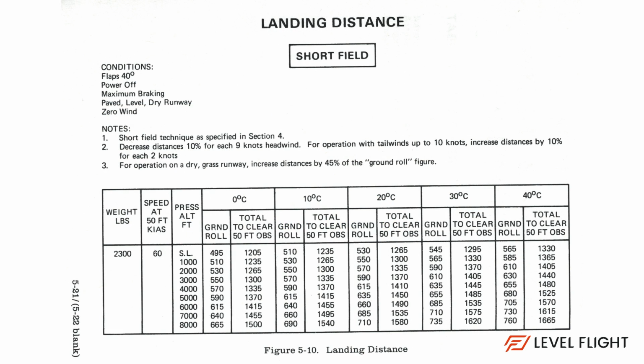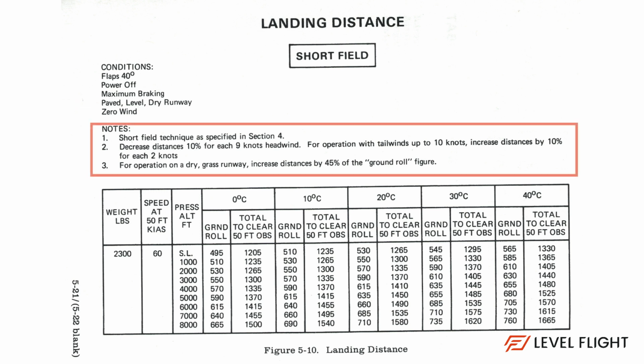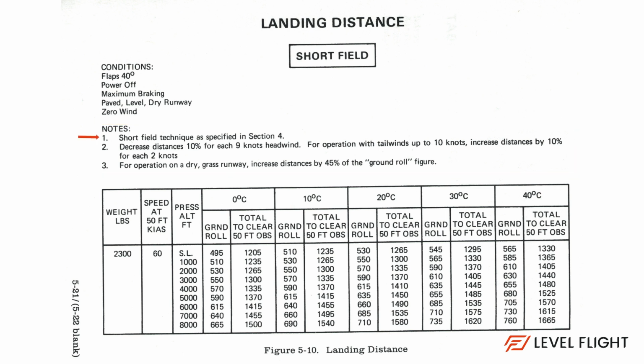The landing distance chart works the same way. In this aircraft, there is only one chart. Again, read the conditions. We see here that it requires a flaps 40 landing, power off, maximum braking, paved, level, dry runway, and zero wind. 3 notes might apply. Note 1 states that we must follow the manufacturer specified technique. Note 2 details reductions or additions in distance based on wind. And Note 3 talks about reductions for operations on grass runways.